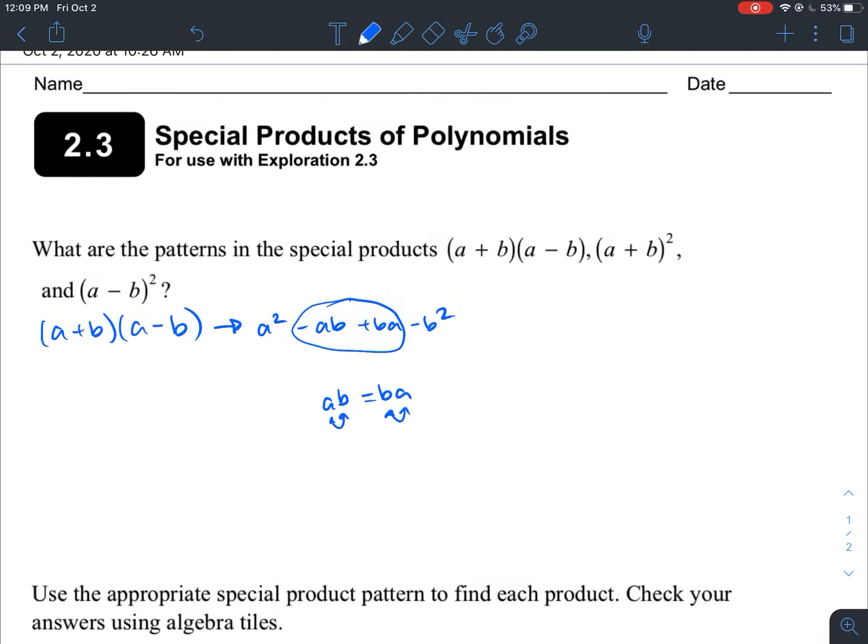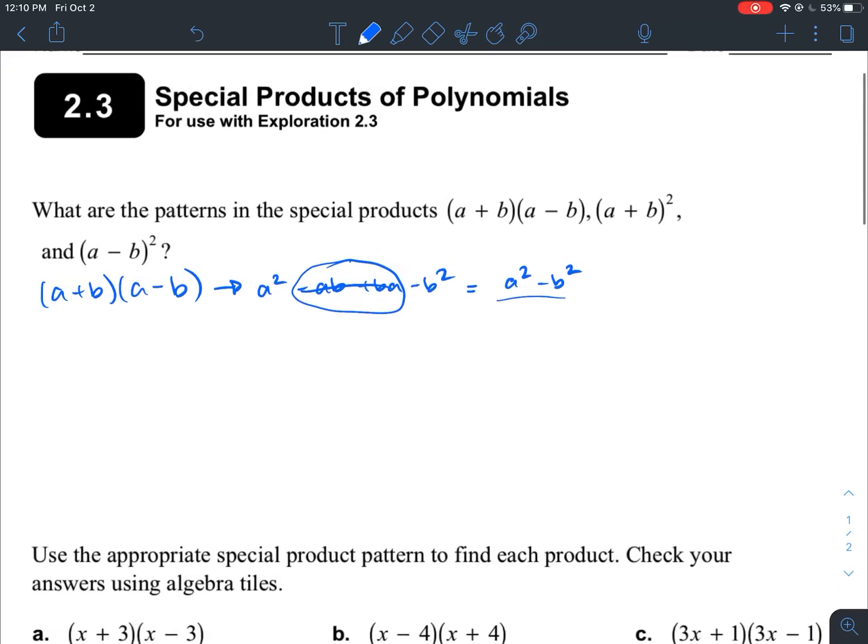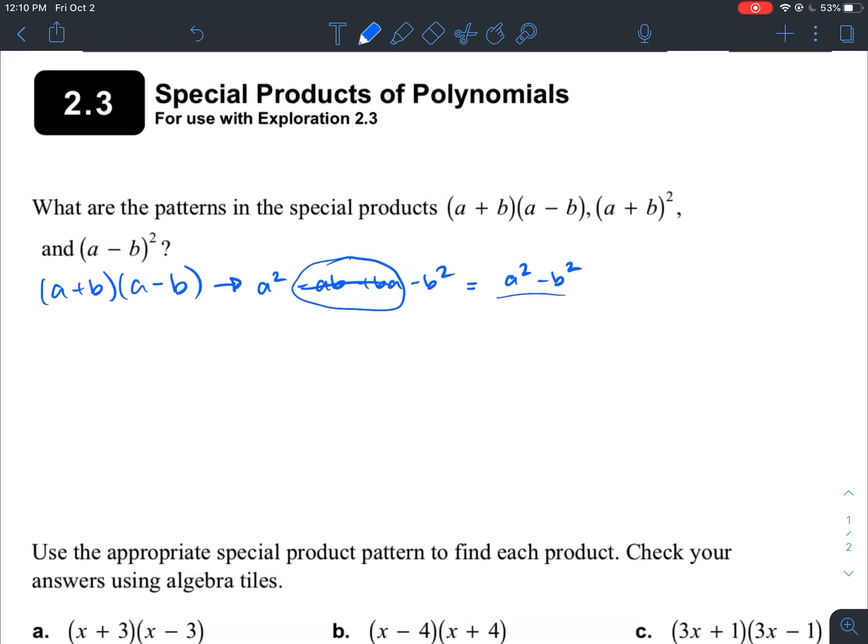Multiplication can be swapped because 3 times 2 is the same thing as 2 times 3, right? If I want to use a specific example. So those are the same. So I'm going to say that this is equal to a squared. But if you subtract and add them together, then those actually go away. So then we're just left with a squared minus b squared. Okay? So that's one pattern that we see here.